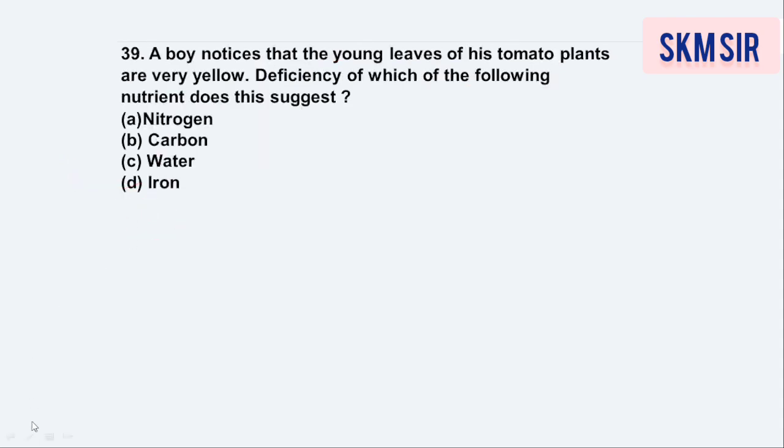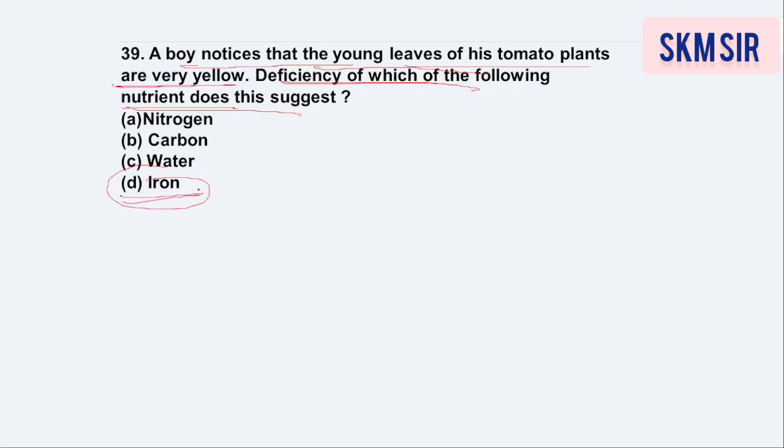Next question, 39th. A boy notices that young leaves of his tomato plants are very yellow. So this is the deficiency of which nutrient? What do you think? That means the yellowing happens, that means it is chlorosis, the loss of chlorophyll. So which element is mainly deficient in case of chlorosis? So it is iron. Iron is the element which is deficient and due to which chlorosis happens.